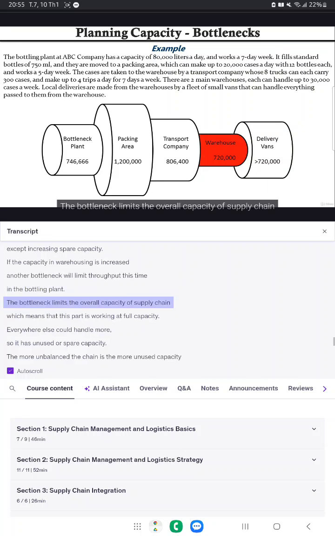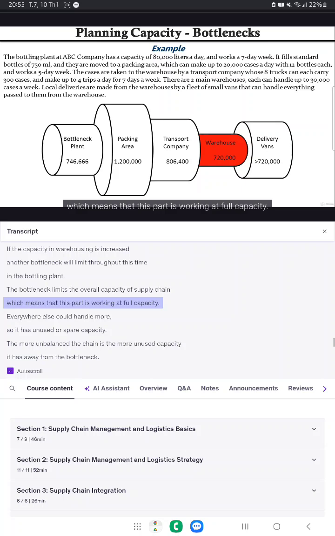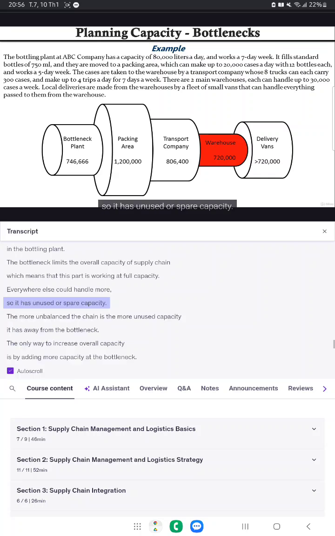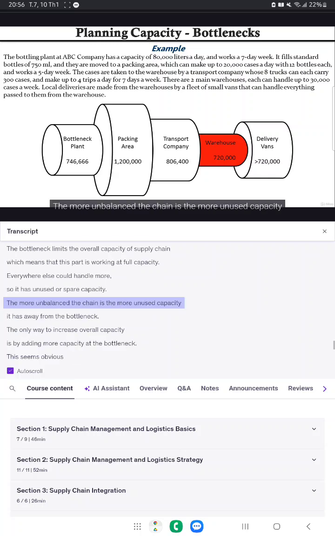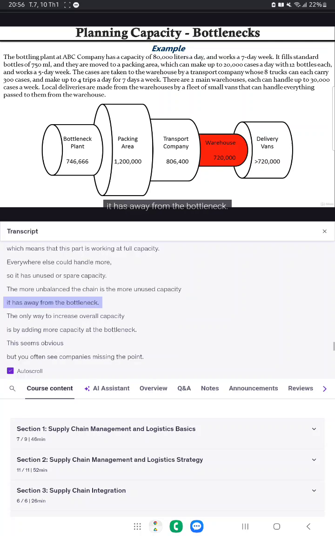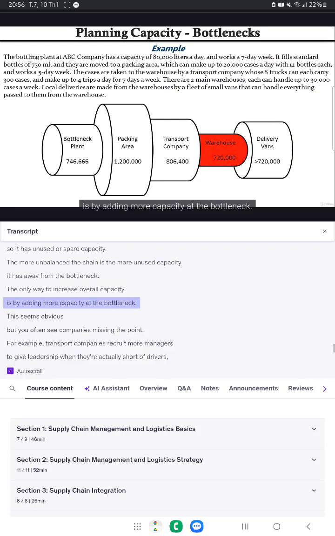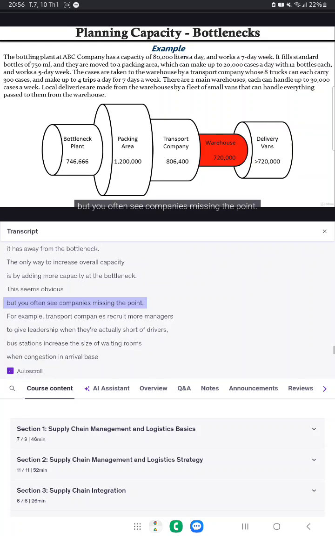The bottleneck limits the overall capacity of the supply chain, which means that this part is working at full capacity. Everywhere else could handle more, so it has unused or spare capacity. The more unbalanced the chain is, the more unused capacity it has away from the bottleneck. The only way to increase overall capacity is by adding more capacity at the bottleneck. This seems obvious, but you often see companies missing the point.